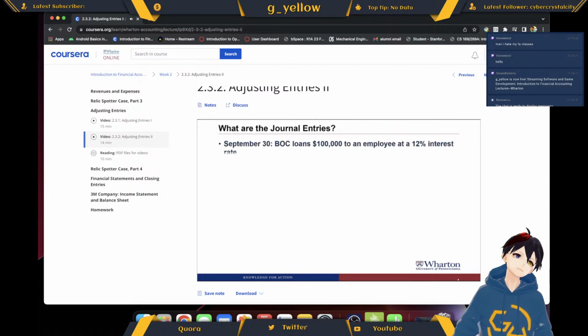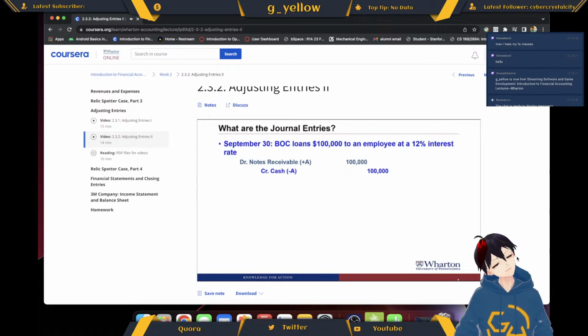Well, let's get started. On September 30th, BOC loans $100,000 to an employee at a 12% interest rate. This is a cash transaction that's happening during the fiscal period. BOC is loaning $100,000 cash. Cash is going down, so we credit cash for $100,000. The debit here is going to be an asset called notes receivable. It's a receivable because the employee owes us $100,000 of cash in the future. We don't want to call it accounts receivable because we only use that for customers, so we call it notes receivable.